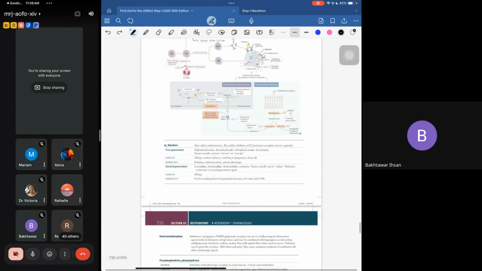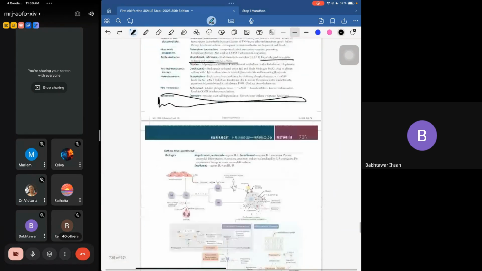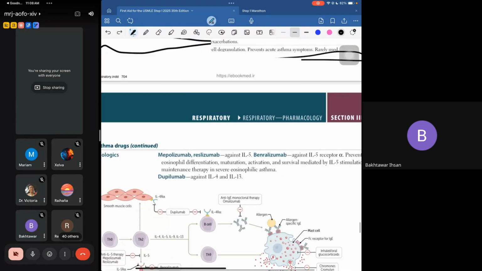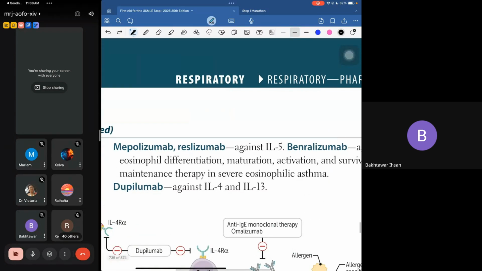And I want to link this concept here. Dupilumab works against interleukin 4. So now, can you see how deep the link of this is? So how does dupilumab work? Anyone?